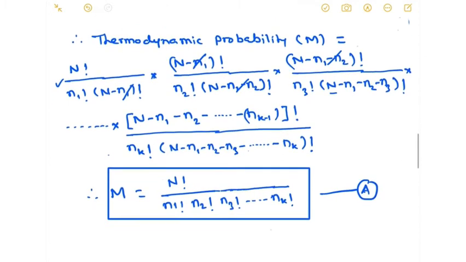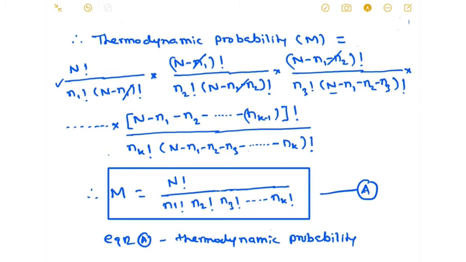Hence equation A represents the thermodynamic probability. That thermodynamic probability gives the number of possible microstates corresponding to a given macrostate. That we get: N factorial divided by n1 factorial into n2 factorial into n3 factorial up to nk factorial.